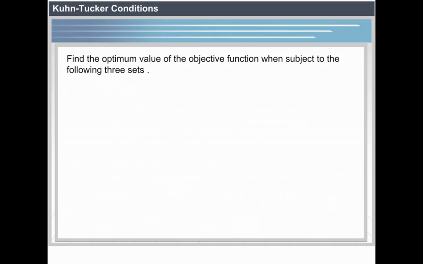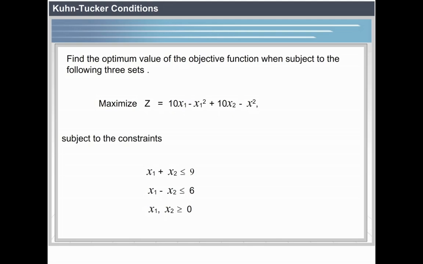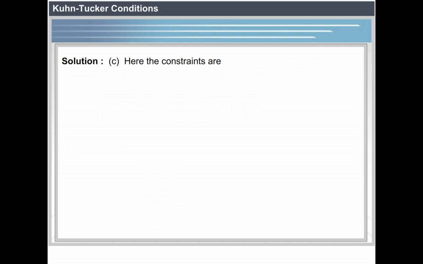Find the optimum value of the objective function subject to the following three sets of constraints. Maximize z = 10x1 − x1² + 10x2 − x2², subject to the constraints x1 + x2 ≤ 9, x1 − x2 ≥ 6, where x1, x2 ≥ 0. C. Here the constraints are g1(x) = x1 + x2 + s1² − 9 = 0, g2(x) = −x1 + x2 + s2² + 6 = 0.